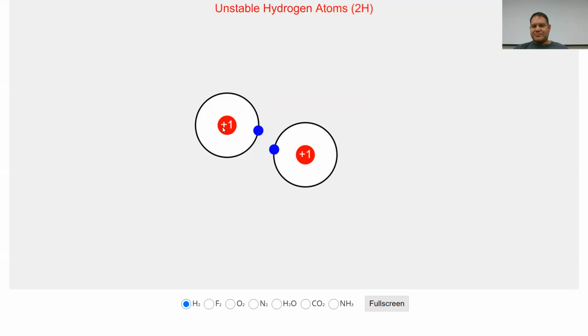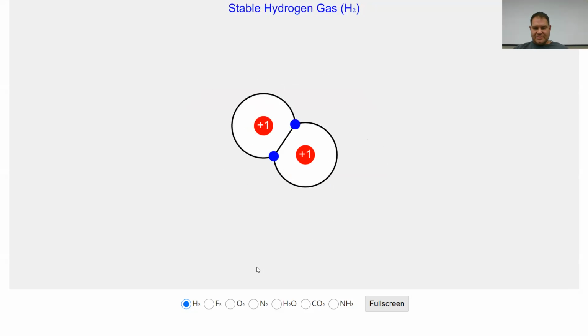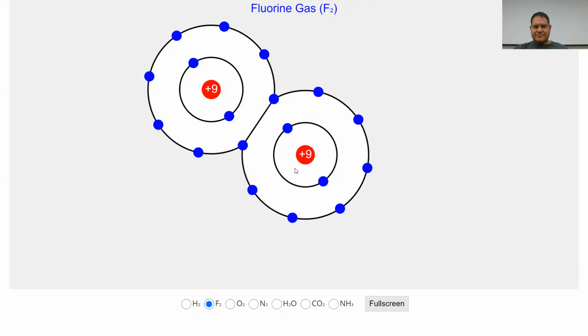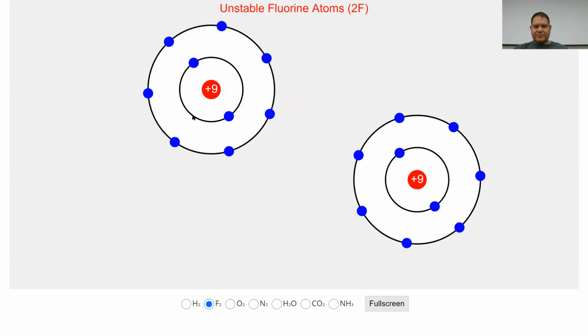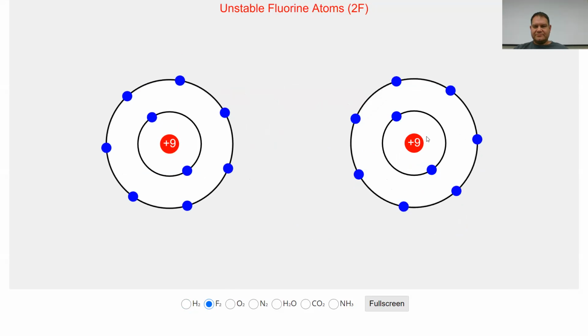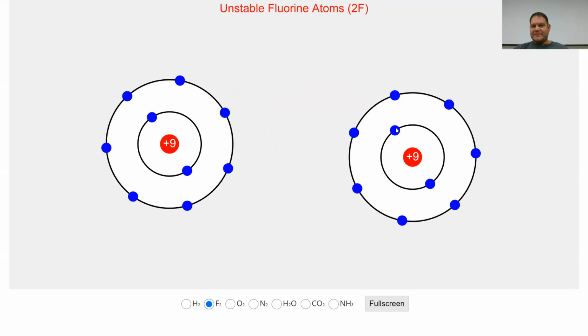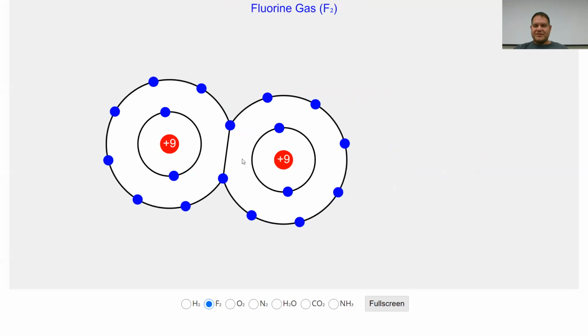I can break it and pull it apart here. Let's do fluorine. Pull those fluorines apart here. Now each fluorine has 7 electrons in its valence shell. If they share a pair of electrons, they now have 8 electrons in their valence shell. You can count them up if you need to.